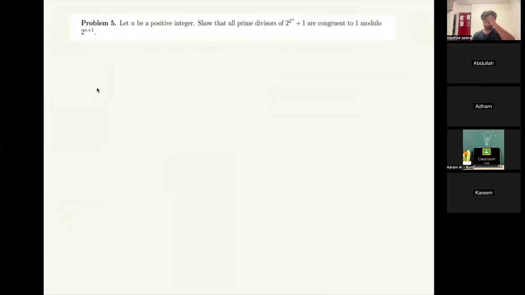Okay, so here we have a problem. N is a positive integer, and you want to show that all prime divisors of 2 to the power of 2 to the n plus 1 are congruent to 1 modulo 2 to the n plus 1. Okay. So how do we do this? By contradiction. Okay.